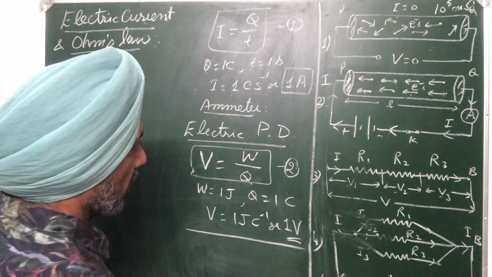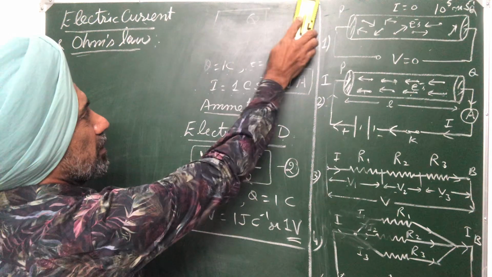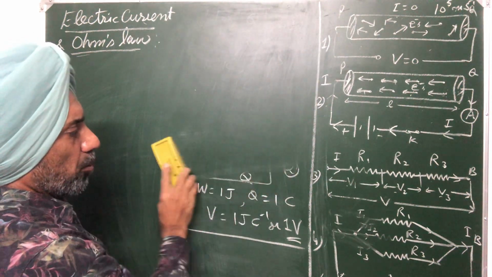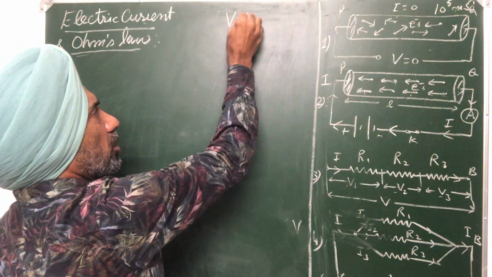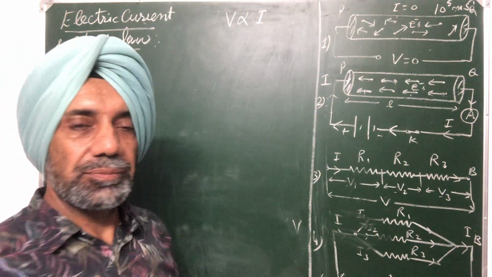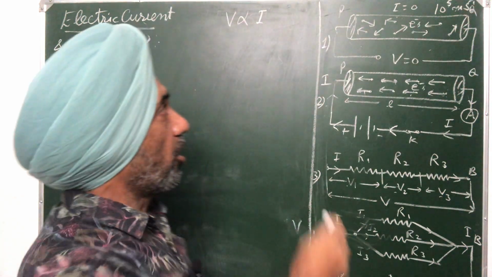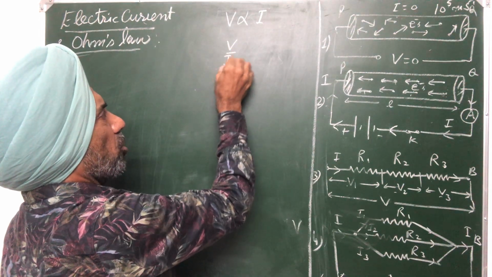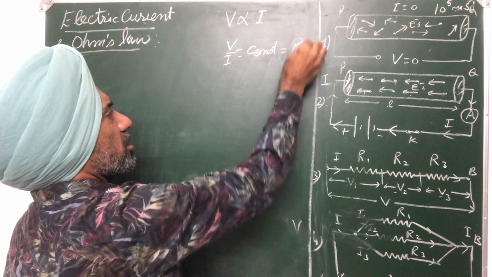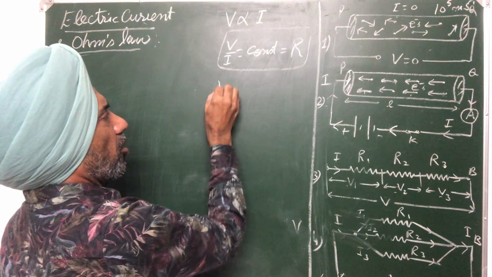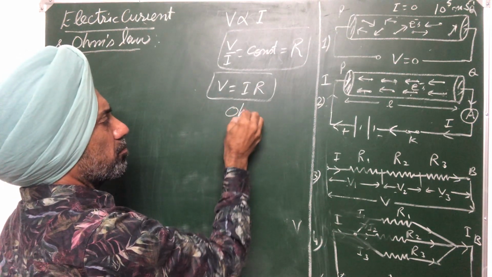Then we come to Ohm's law. Ohm's law states that potential difference is directly proportional to current flowing through the conductor, provided temperature remains the same, or V upon I is equal to constant, or is equal to R. This constant is called R, or V is equal to IR. This is nothing but Ohm's law.